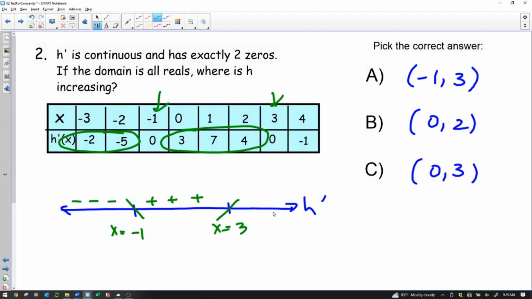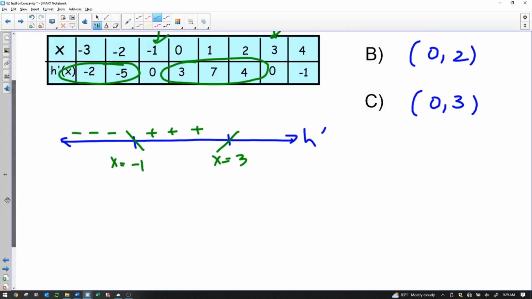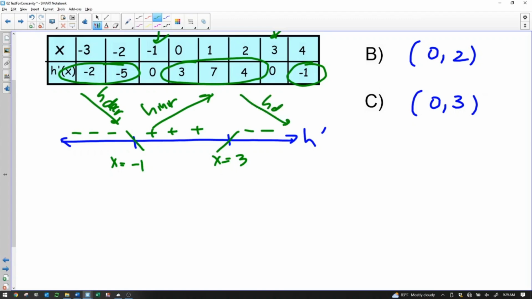Okay, this one's going to be a little harder. Beyond the 3, is it going to be plus or negative? h prime, plus or negative? Where should you be looking? Right here, right? Okay, so you get negative. And we know when h prime is negative, then h is what? Decreasing. When h prime is positive, then h is what? Increasing. And when h prime is negative, h is decreasing.